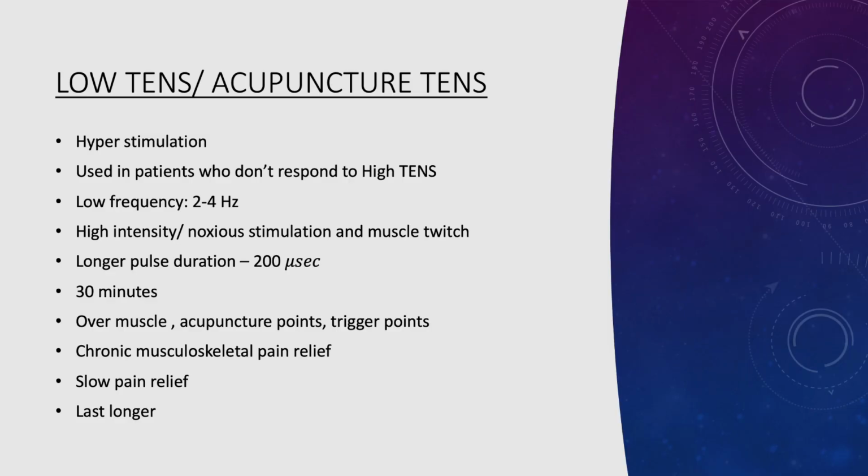The pulse duration is long, around 200 microseconds. We know that it is of low frequency and of a high intensity. The frequency is around 2 to 4 hertz and the pulse duration, as I told you, is around 200 microseconds, and the treatment time is over 30 seconds. It is usually applied on the skin, over the dermatome, over the acupuncture points or the pain or trigger points, and used for chronic pain relief. It produces slow pain relief, but it lasts longer.